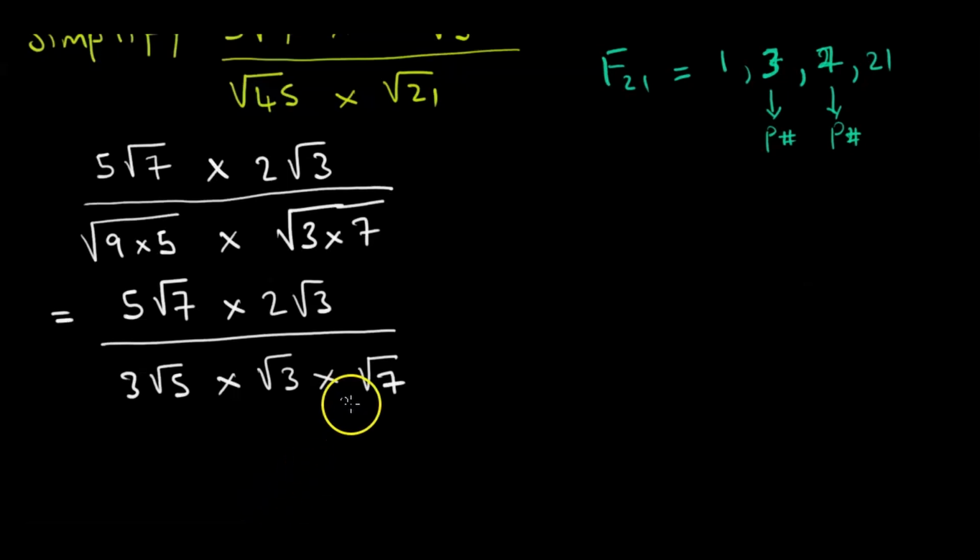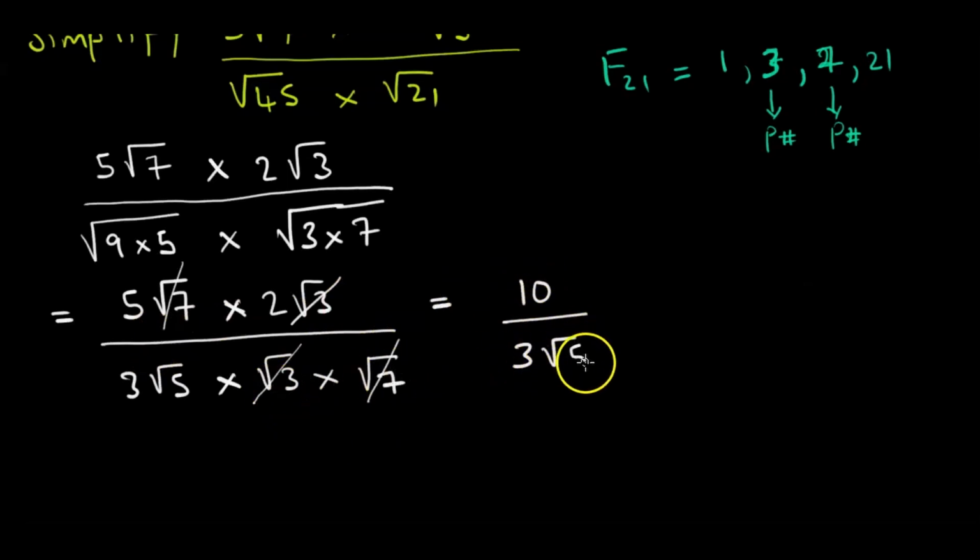Now, the square root of 3 can cancel with the one in the numerator, and the square root of 7 can also cancel here. This means we now have a situation where it's 5 times 2, which is 10, over, since they have cancelled, 3 the square root of 5.